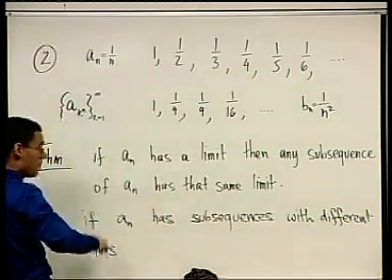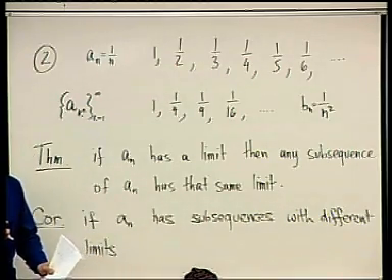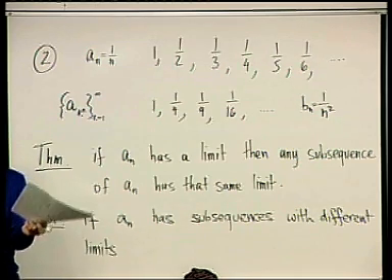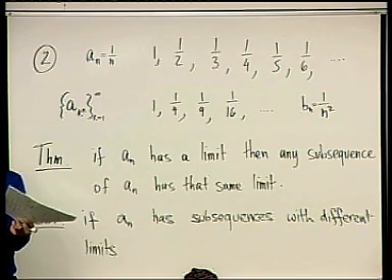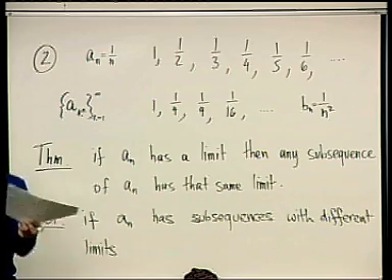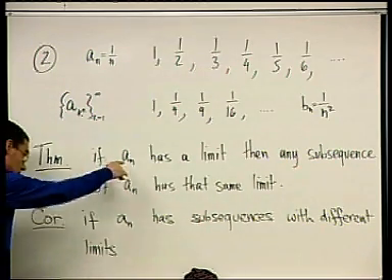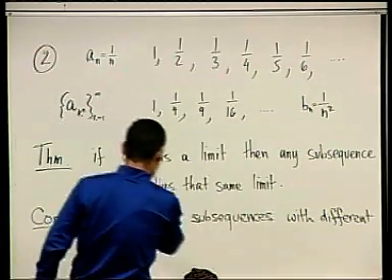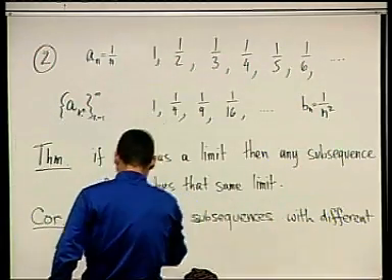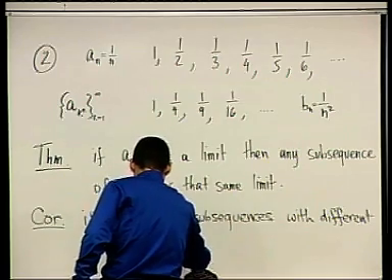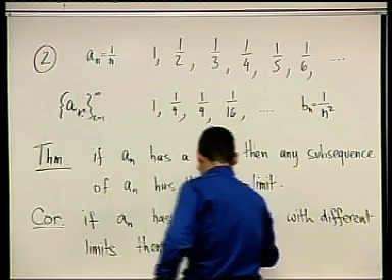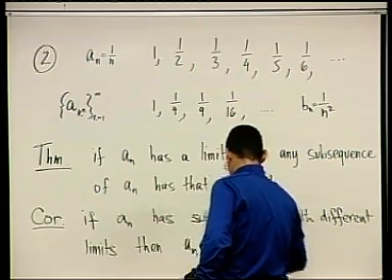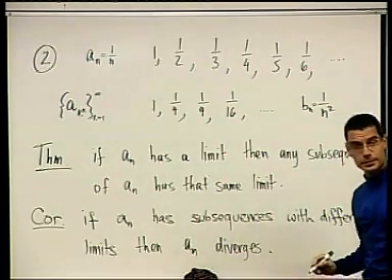So if you have a subsequence, that's why I said it was subsequences. Okay. So if you have two subsequences with different limits, what does it indicate about the original sequence? Right, it diverges. Because if it had a limit, all the subsequences would be the same. So if an has subsequences with different limits, then an diverges. Clear?